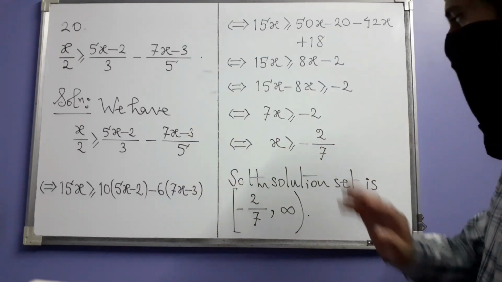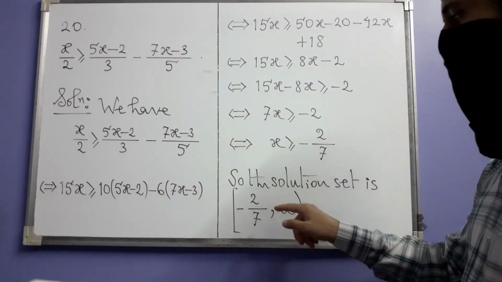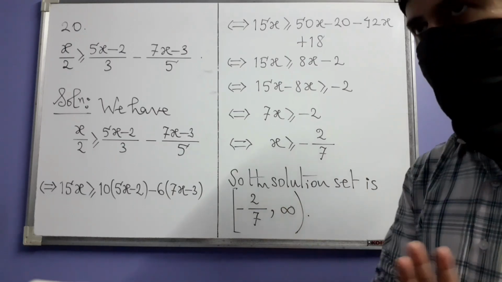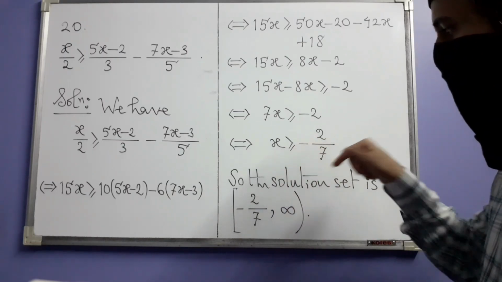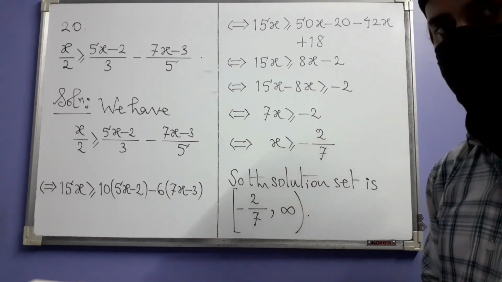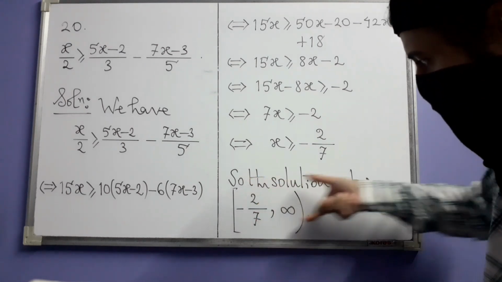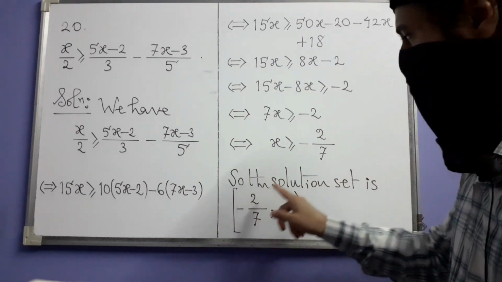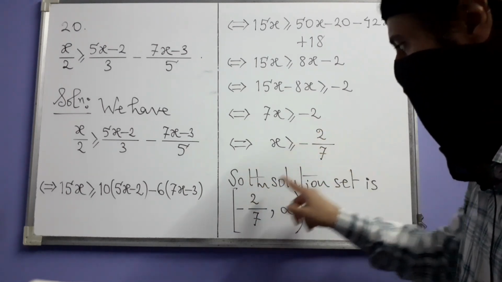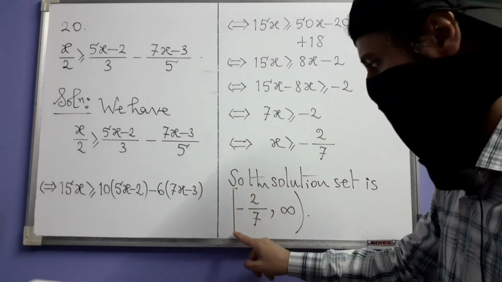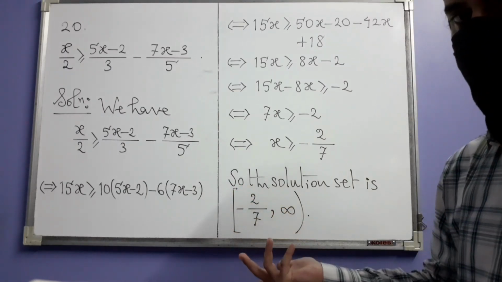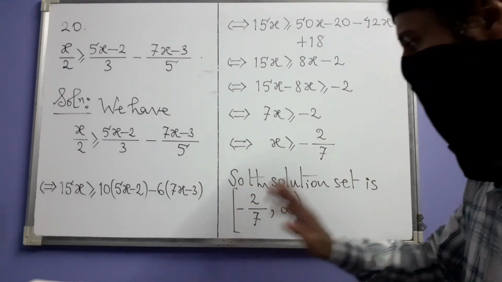So this is our solution set. It consists of precisely those real numbers that are greater than or equal to minus 2 divided by 7. And because this number is also included, the ray is closed on this side.